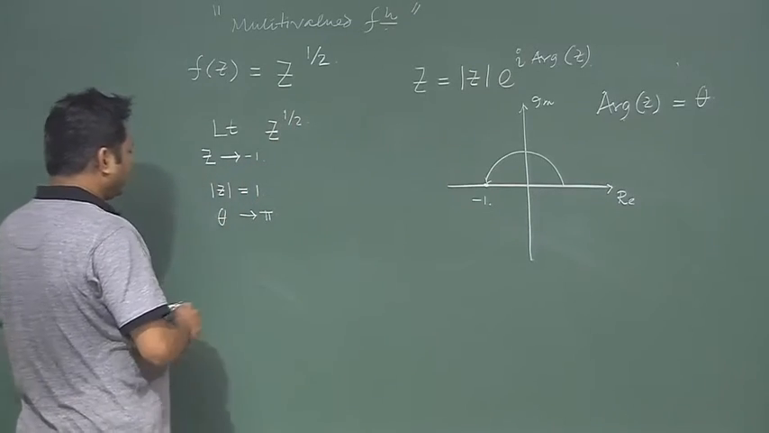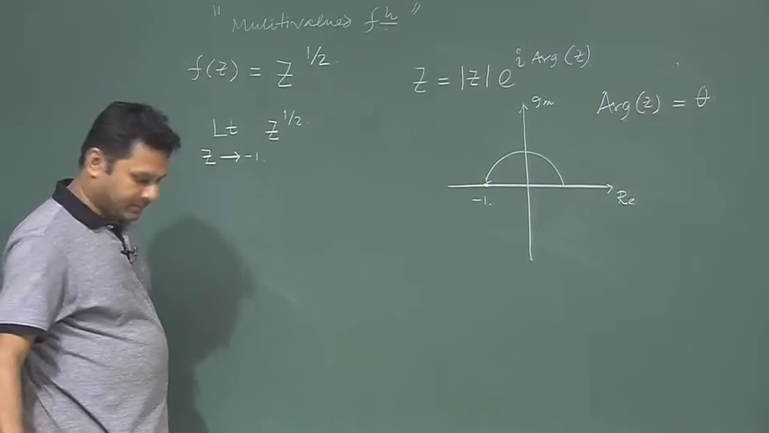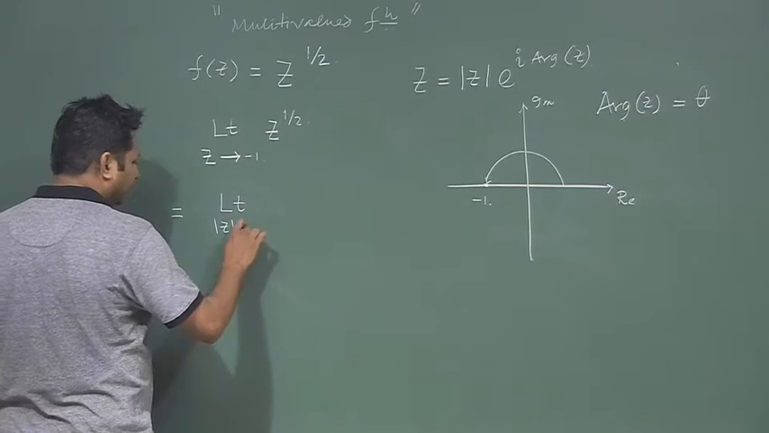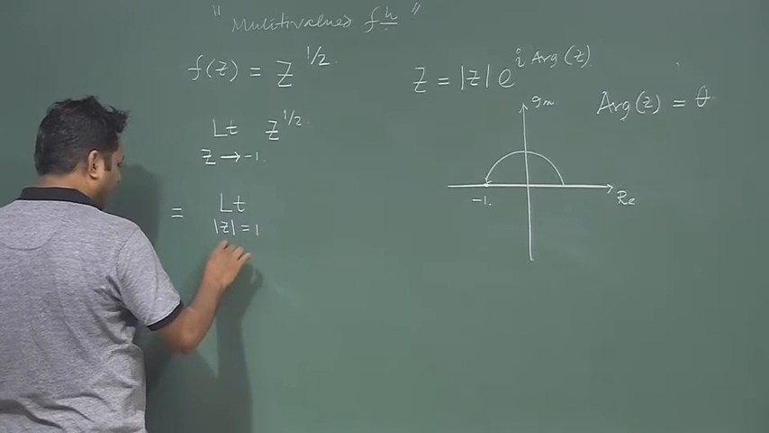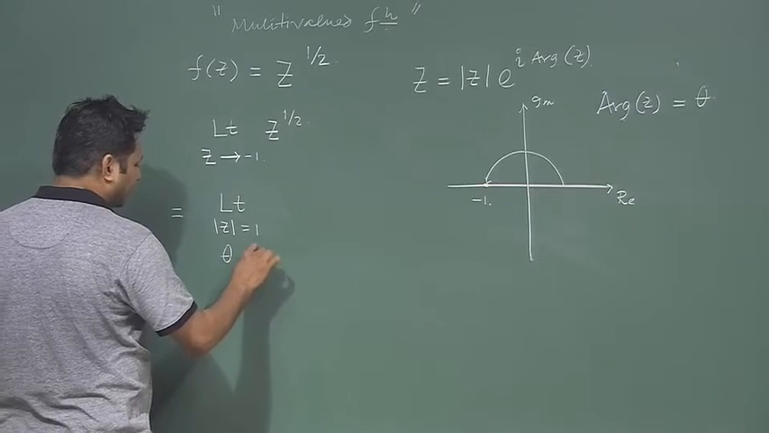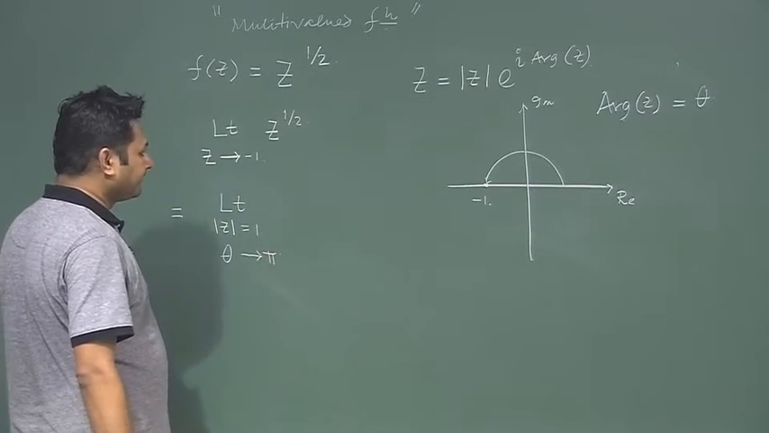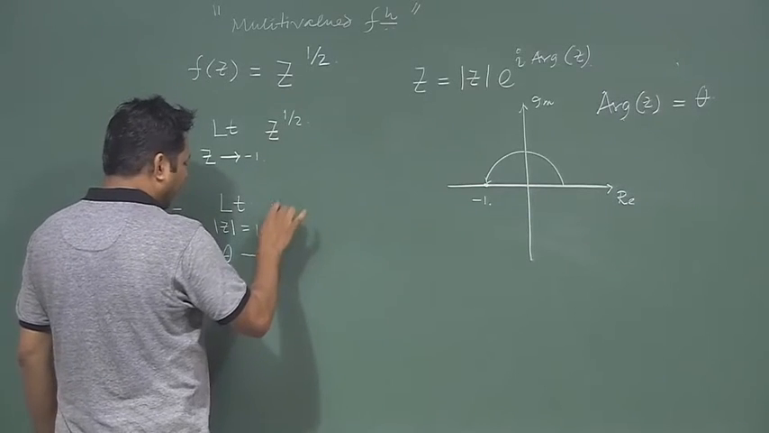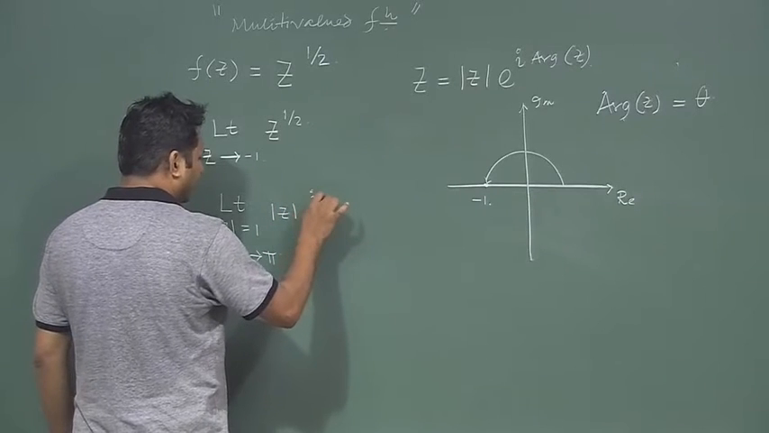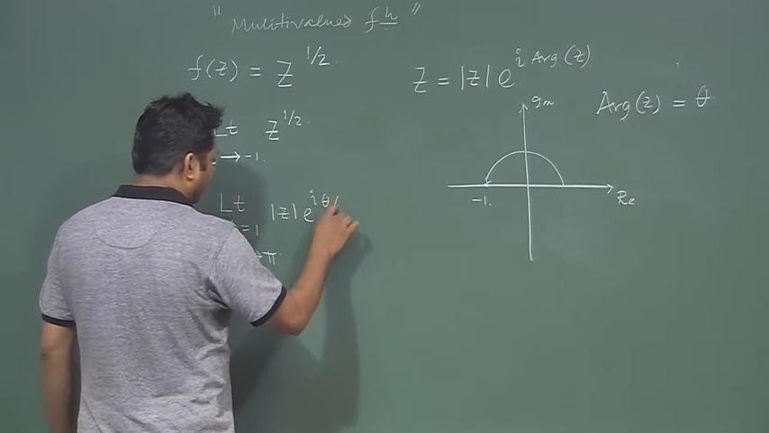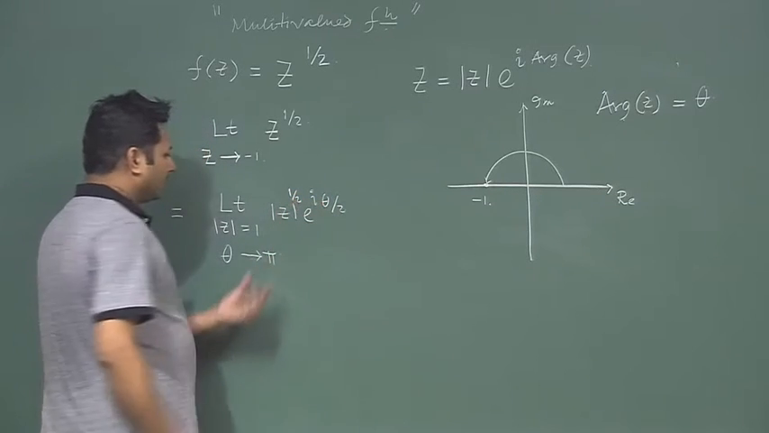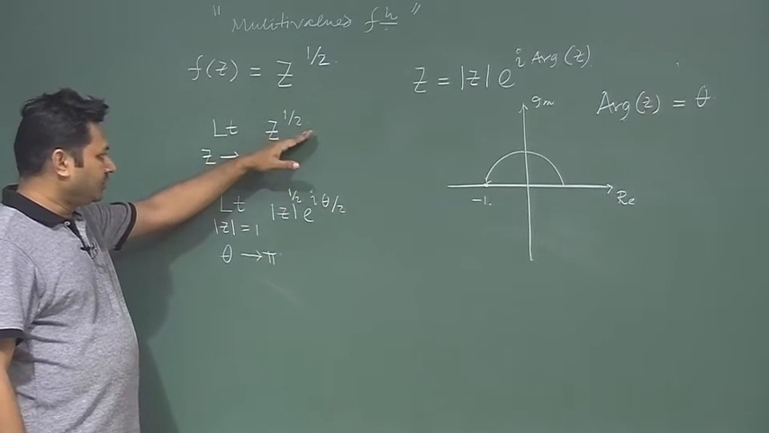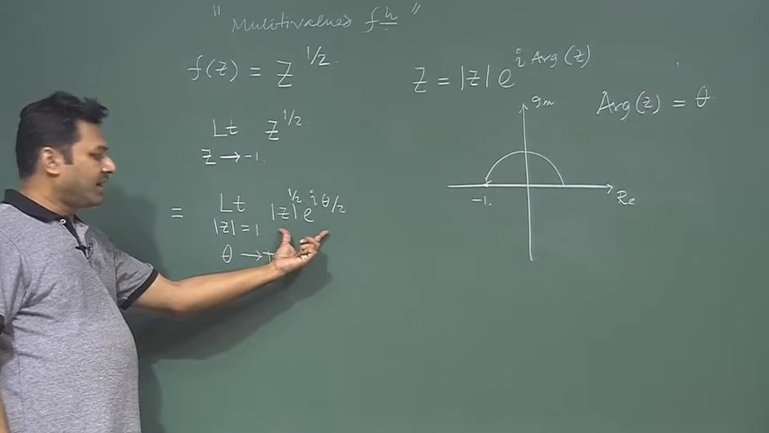So, then my function, let me write it here: limit, mod of z is equal to 1 and argument theta tends to pi, and this point z to the power half I write as mod of z to the power half, e to the power i theta by 2, because here my z is defined in this way; z to the power half or root over z can be defined in this way.